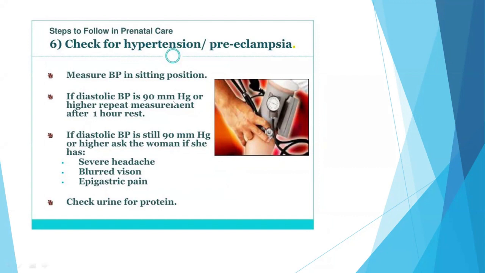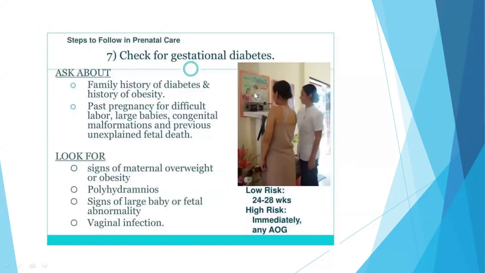If the diastolic BP is 90 or higher, repeat measurement after 1 hour. If the diastolic BP is still 90 or higher, ask the woman if she has severe headache, blurred vision, epigastric pain, and we also need to check urine for protein. Then we need to check for gestational diabetes. We need to ask about the family history of diabetes and history of obesity.